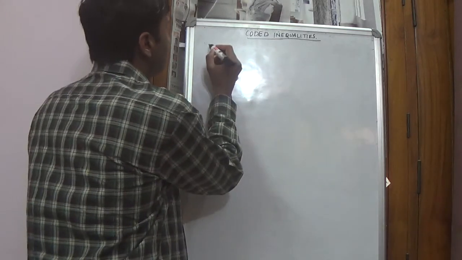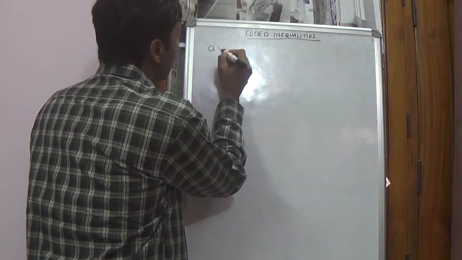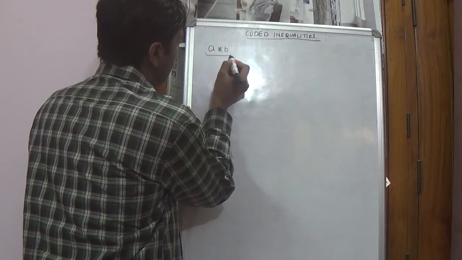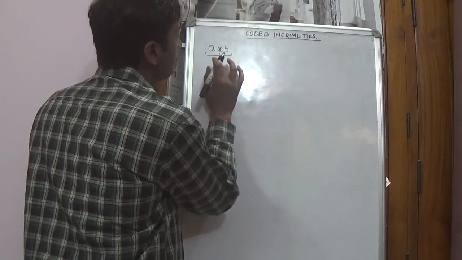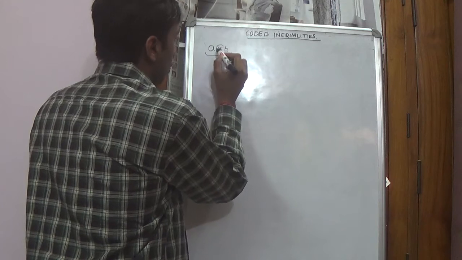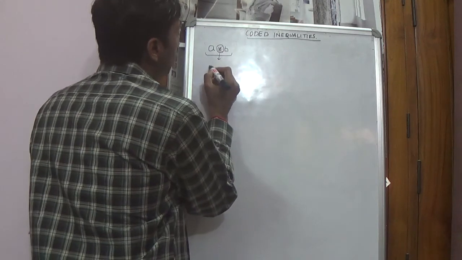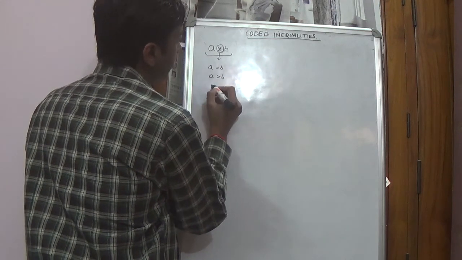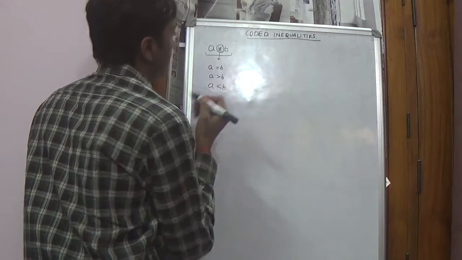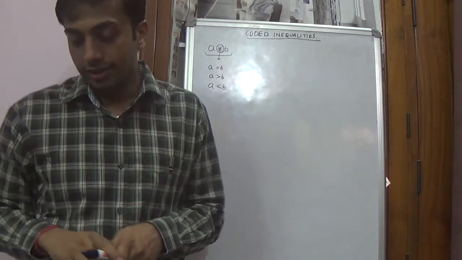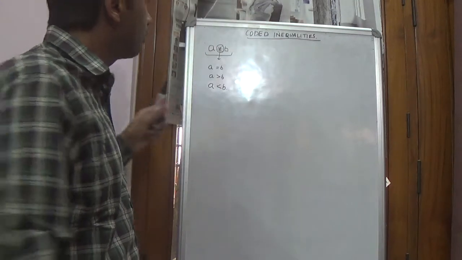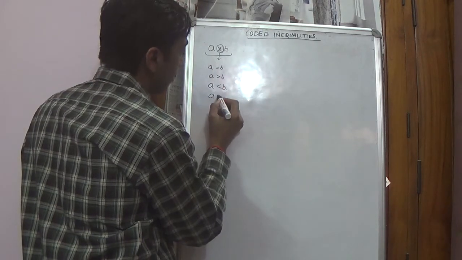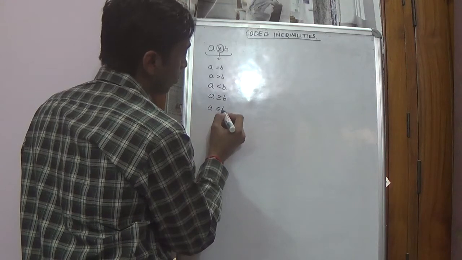In coded inequalities there would be a function A and a function B, and a relation between them would be represented by a code. So code here is a star. Now suppose this star means equal to, then A is equal to B. Star means greater than, A is greater than B. If star means less than, then A is less than B. So these are coded inequalities. This code could be anything, and the relation could be equal to, greater than, less than, greater than equal to, and less than equal to.